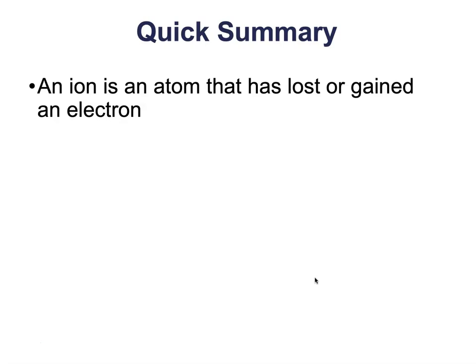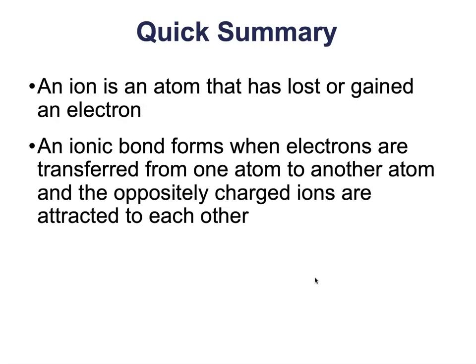So just to review, an ionic bond is formed between two ions. An ion is an atom that has either lost or gained an extra electron. An ionic bond is going to form when electrons are transferred from one atom to another atom, and the oppositely charged ions are now attracted to each other because of their opposite charges.